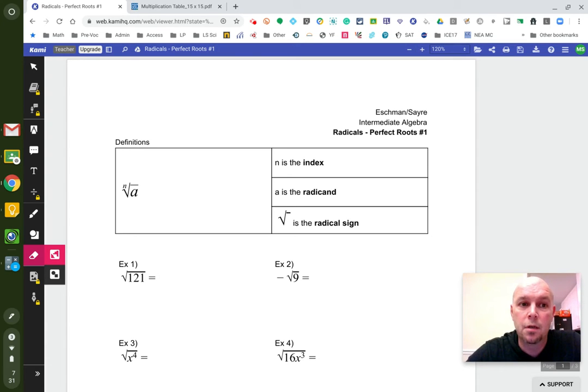So here's the set of notes for radicals, which is the next section. This is the assignment you guys are going to work on this week, and I'll show you how the notes work.